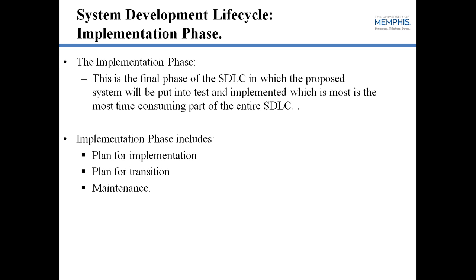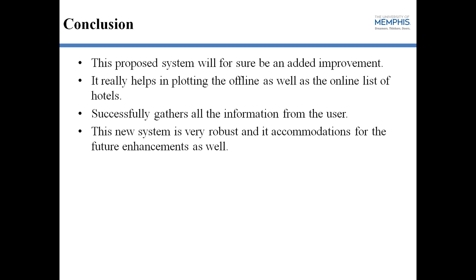The first phase is the plan for implementation. In this phase we plan how to implement this system on an already working current system. And once it's done, how does the transition take place? How do we migrate from the current system to the new system? And how do we maintain it, because we have added a new feature on an already existing system? What are all the maintenance features that we have to look into? All these things are considered in this particular phase.